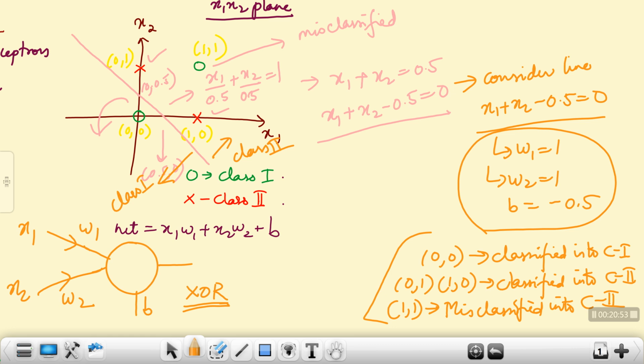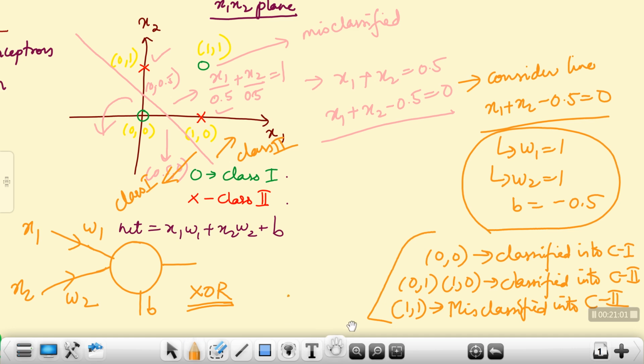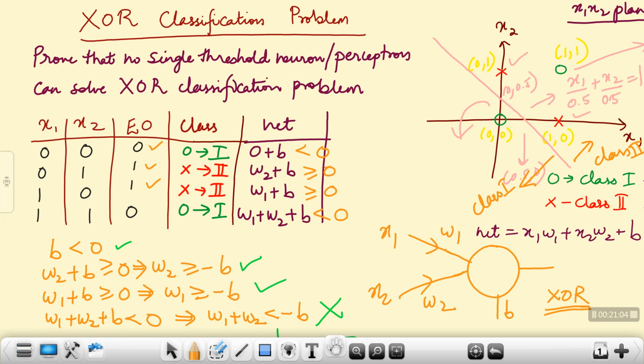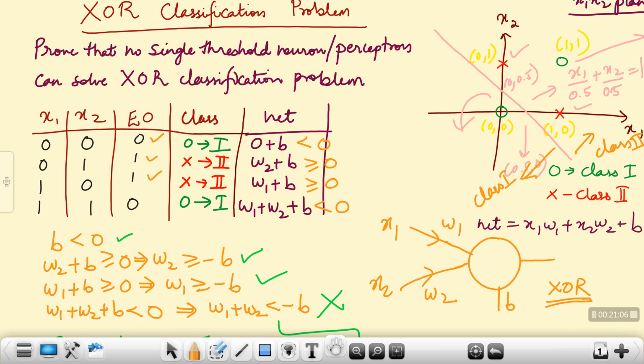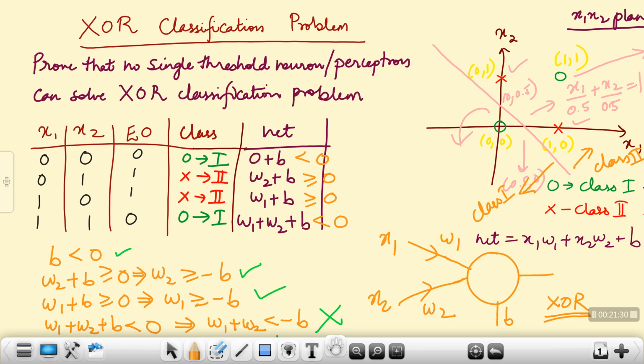The same thing holds true for XNOR classification problems. The only thing is that in XNOR the output will change. Tomorrow in the exam you may be asked XNOR. What is the difference? The outputs will be 1001, meaning the classes are changed. This one will become class 2 and this one will become class 1. That's the only difference for XNOR. Is that clear? Next we shall see how to solve this XOR classification problem.